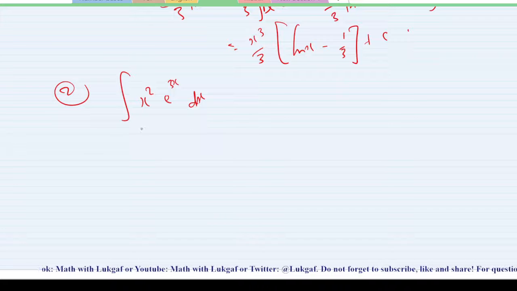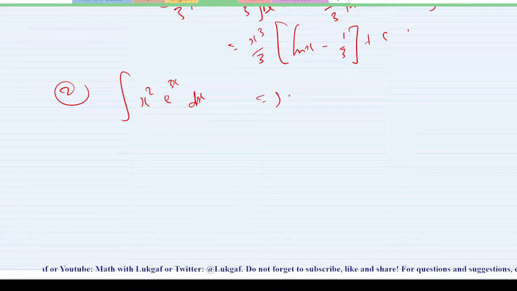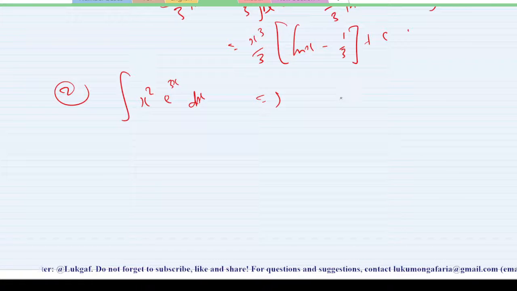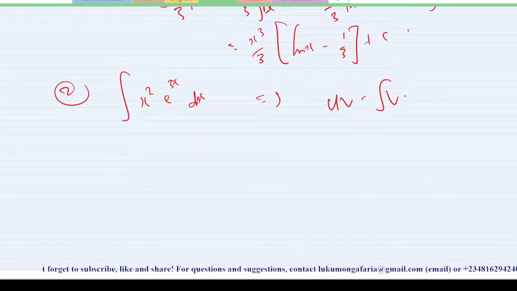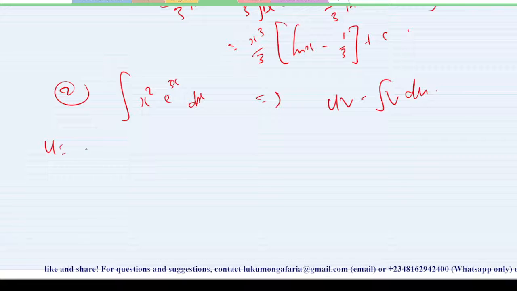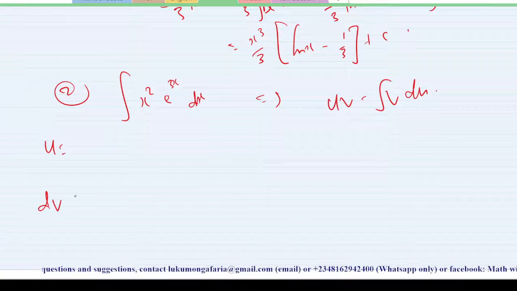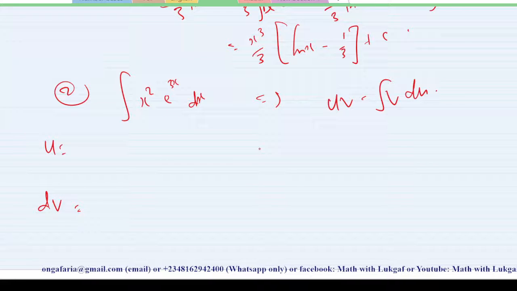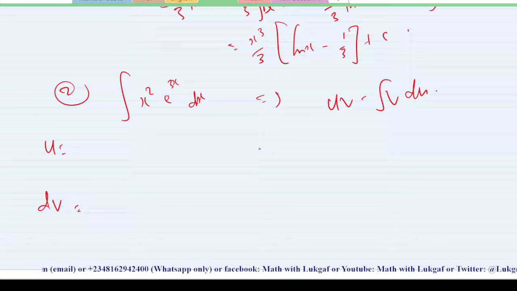So now what you are going to do is apply integration by parts, and don't forget the formula is uv minus the integral of v du. That is, you make one function u and you make the other dv. The one you make u, you are going to differentiate to get du.